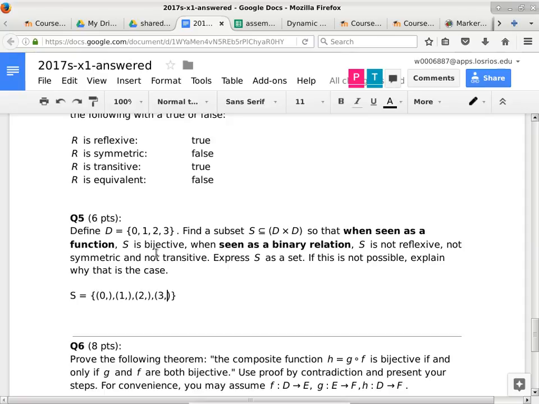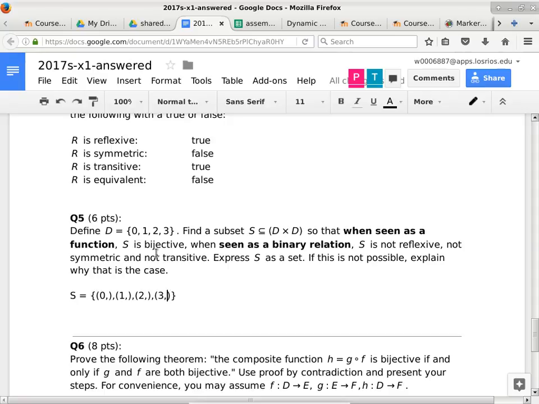You have to make sure it's not reflexive. So (0,0), (1,1), (2,2), (3,3) does not work because that's reflexive. What about (0,1), (1,1), (2,1), (3,1)? That won't work either because it's not bijective. We want it to be bijective. How do you make it bijective? Injective and surjective. Yep, so everything in the range has to be mapped.